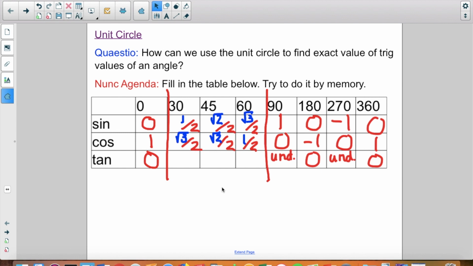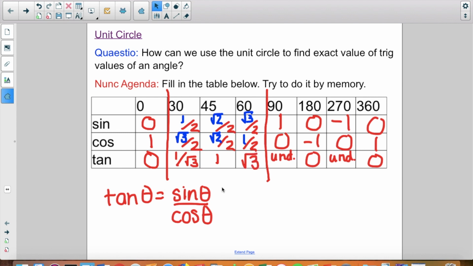Now to find what tangent is, it's slightly different. If you look back at the last video, we found tangent of 30, 45, and 60 by using tangent of theta equals sine of theta over cosine of theta. If you would like to look more into that, you can refer back to the last video. But if you were to use that ratio, the tan of 30 would give you 1 over radical 3. The tangent of 45 will give you 1. And the tangent of 60 will give you radical 3.